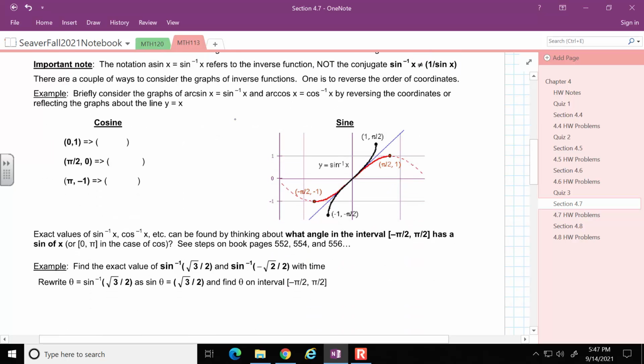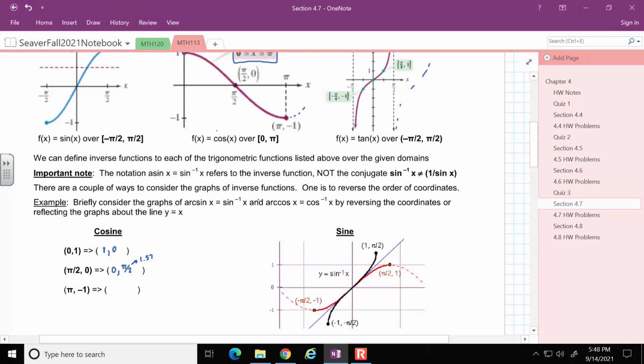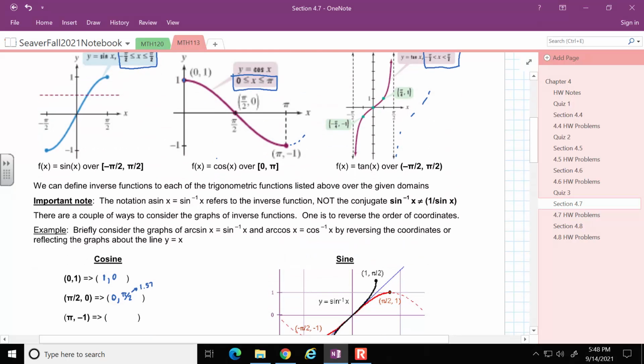Here's another picture. There's also an idea here with cosine. Again, if I have 0, 1, that's on my cosine graph. If I flip those, 1, 0, that point is on my inverse cosine graph. If I take pi halves, 0, which is on my cosine function, and I flip those, 0, pi halves, that's on my inverse cosine function. Again, pi halves is about 1.57, something like that. And if you go to the graph, 0, pi halves, I'm going to switch that.